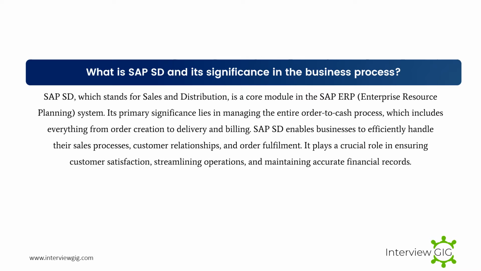What is SAP SD and its significance in the business process? SAP SD, which stands for Sales and Distribution, is a core module in the SAP ERP (Enterprise Resource Planning) system. Its primary significance lies in managing the entire order-to-cash process, which includes everything from order creation to delivery and billing.